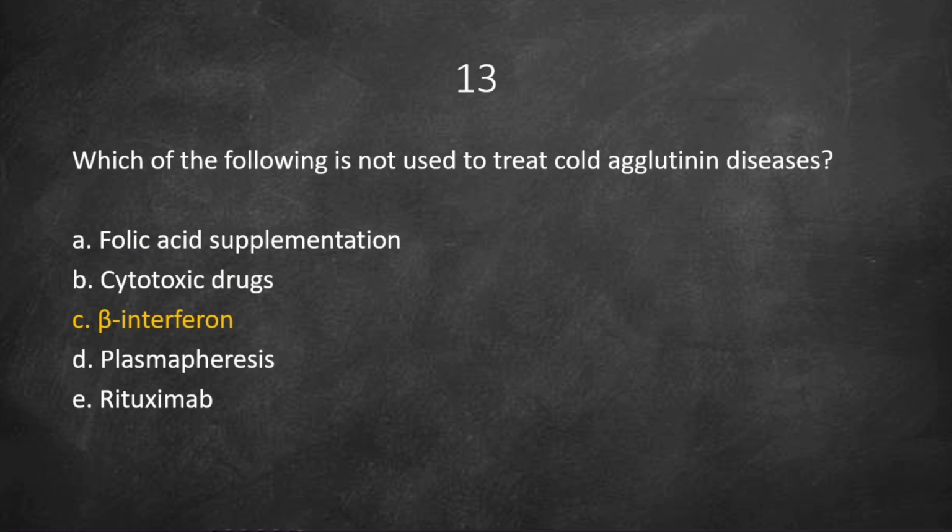Then if you look at option E, rituximab, that's a monoclonal antibody that targets B cells, which produce the antibody responsible for the hemolysis. So this molecule will target the cell that is producing the antibody responsible for this, so that's one way of treating them.